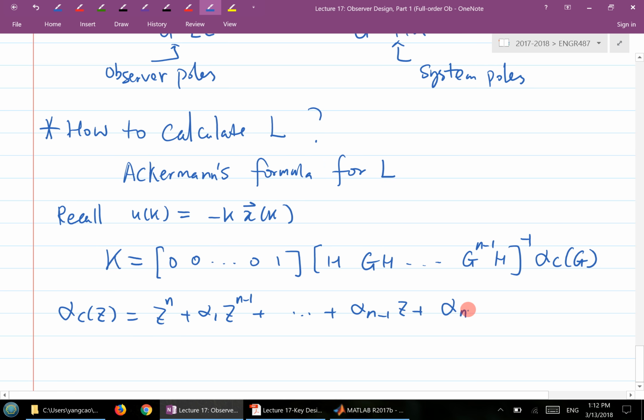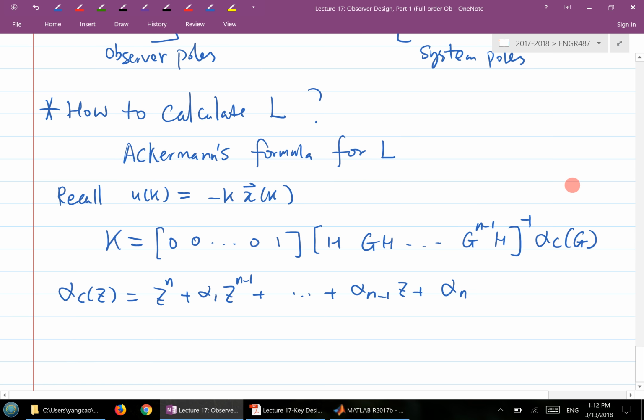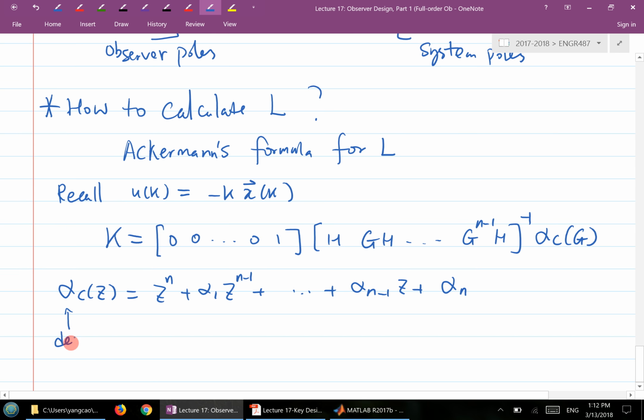Plus alpha n. This is the desired polynomial, the desired characteristic equation for the closed loop system. So this is the so-called desired closed loop characteristic equation.